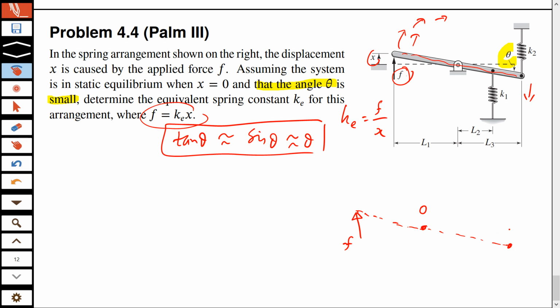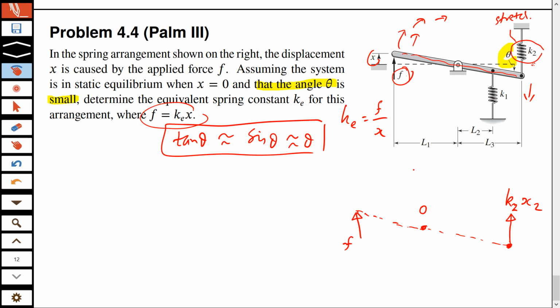So if this end comes down, this spring will be under expansion, yeah? You are stretching the spring. So when you try to stretch a spring, what does it do? Which force will the spring apply? It will try to resist that stretching. So this force from the spring will be upward, which is K2 times, let's say the deflection of spring 2, let's say that is X2.